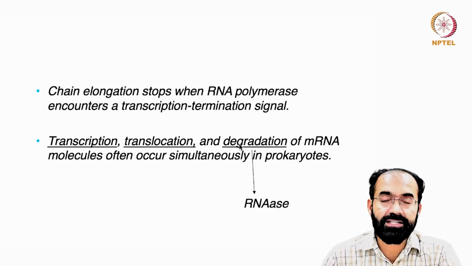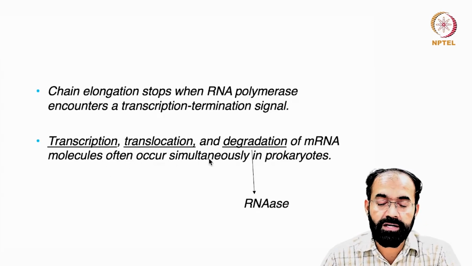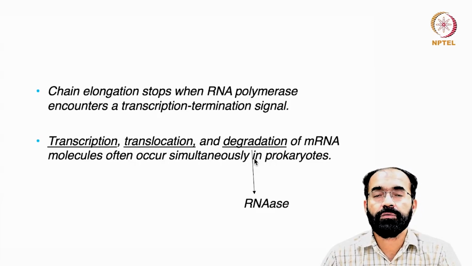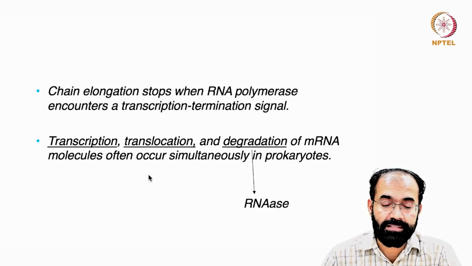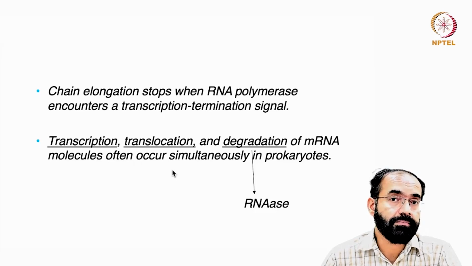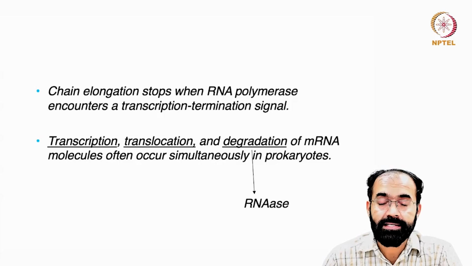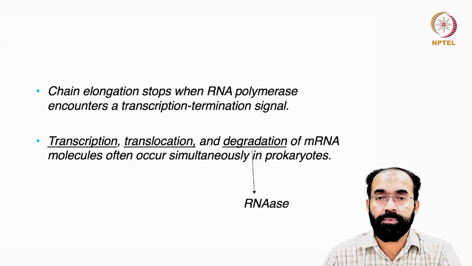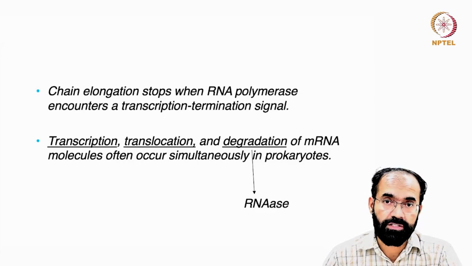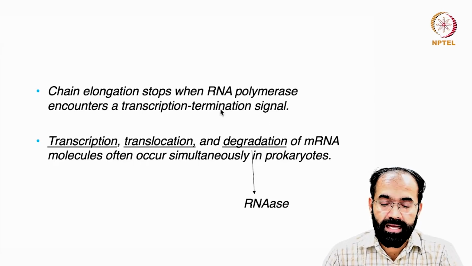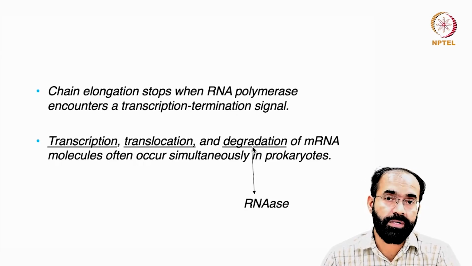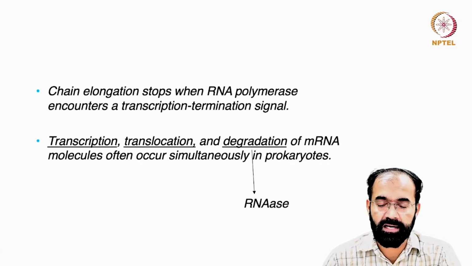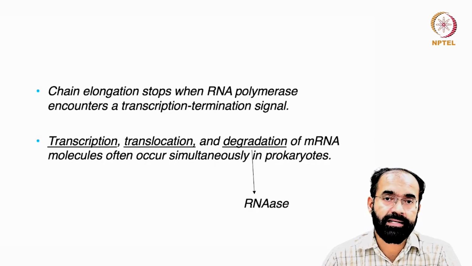So transcription, translocation and degradation of mRNA molecules often occur simultaneously in prokaryotes. That means gene regulation happens at different levels. However, the transcription, the translocation of this RNA into the ribosomal machinery, the translation event and also the degradation of the RNA happen almost instantaneously, because the lifespan of bacteria is quite short. So it has to complete the whole process in no time. Otherwise, it will not be able to make a living. And the degradation is often accomplished by dedicated protein enzymes such as RNases. Different types of RNases are there, but RNases in general target the RNA molecules freely present in the bacteria.